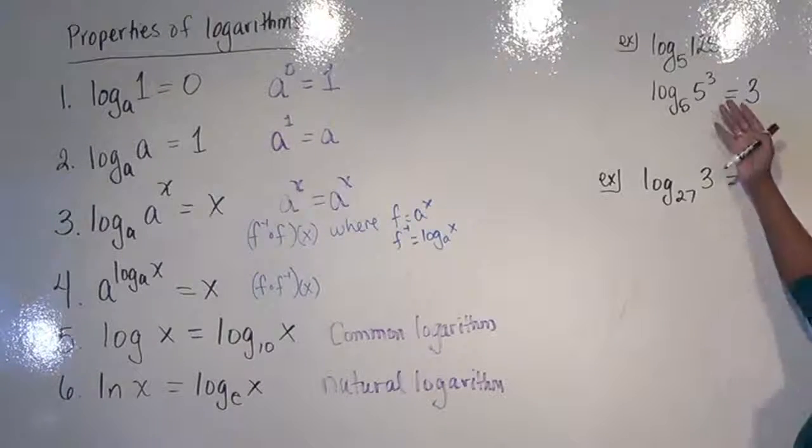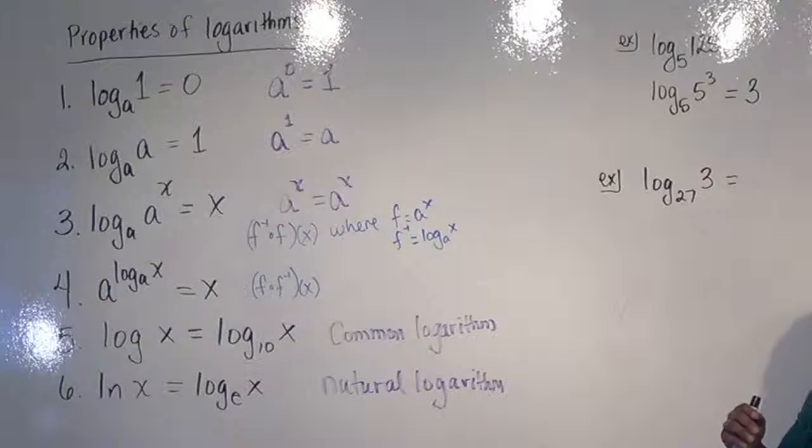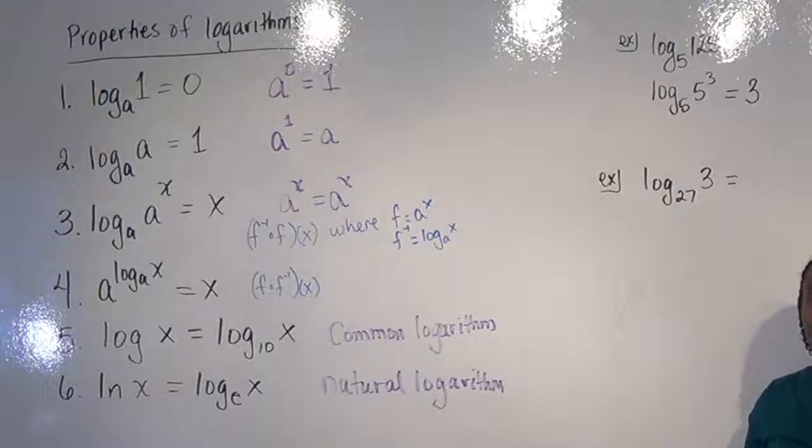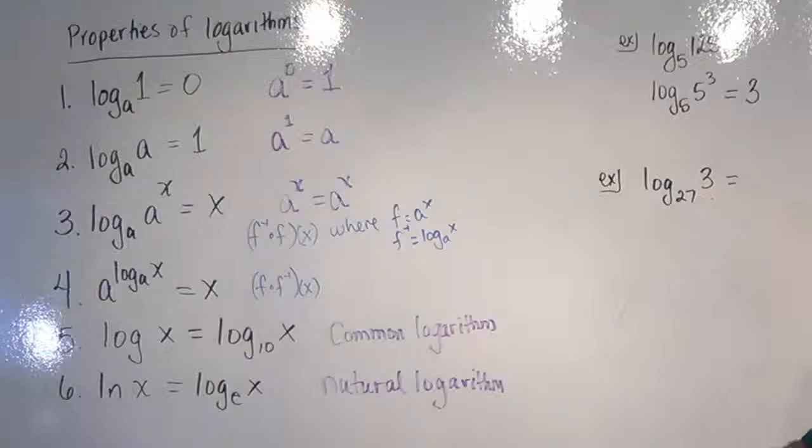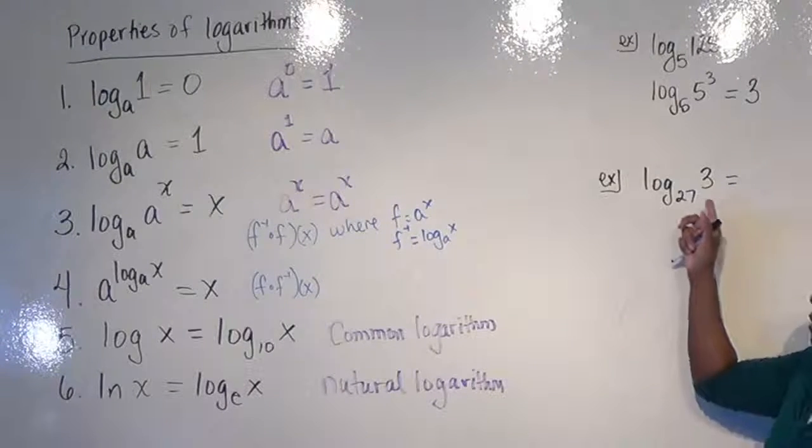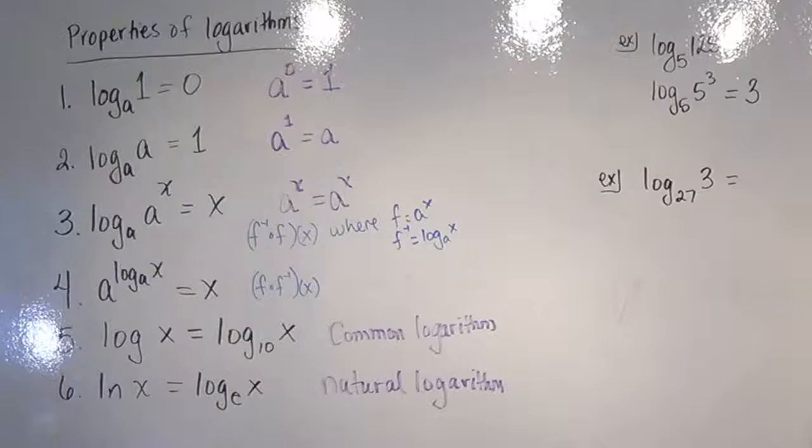Now, just like in the previous one, what we almost think to do is to look at the 27 and say, well, 27 is 3 cubed. But here, we don't have a property that changes our bases. We only have a property that's going to affect the argument. So here, I need to somehow rewrite the argument so that it is 27 to a power.